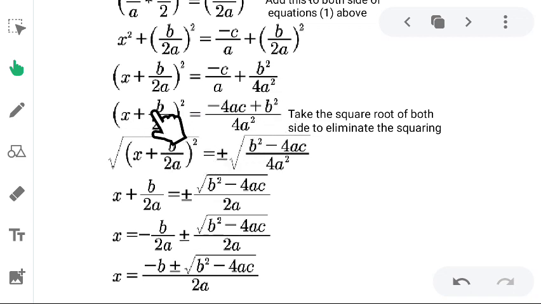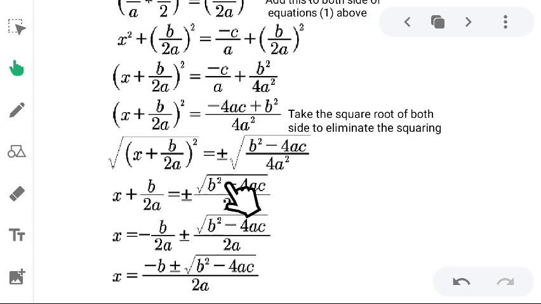Then you consider taking the square root on both sides in order to eliminate the squaring. Taking the square root on this side, you have this. You have the square root there, plus or minus. The square root on this side, you have it. All you have to do here is just to rearrange. Instead of having the minus at the front, you bring it to the back. You have b squared minus 4ac, everything over 4a squared. So the squaring cancels the square root here. You are now left with what is inside the square root.